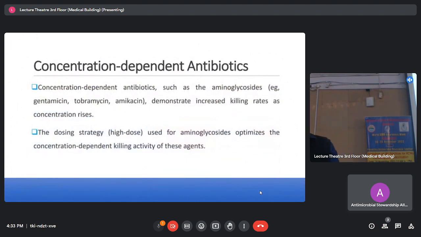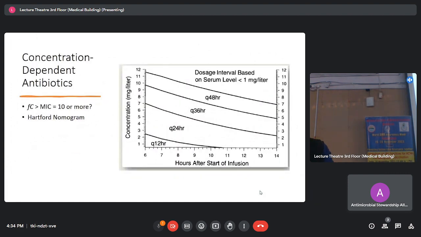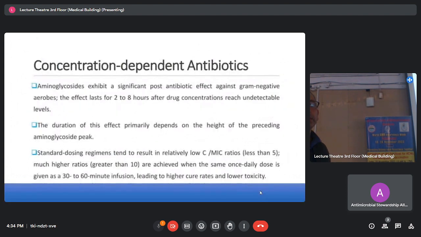Now, what are the dosing strategies? For concentration-dependent killing, the dosing strategy is high doses of aminoglycosides, which optimizes the concentration-dependent killing activity. And this is the Hartford nomogram. There are other nomograms also. Here the hours after the start of the infusion and the concentration guide the probability of success, whether it is in the normal range or whether the subject is likely to develop an ADR. But the applicability in our situation is limited.